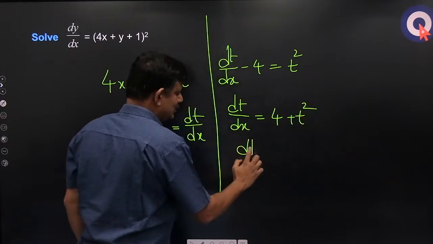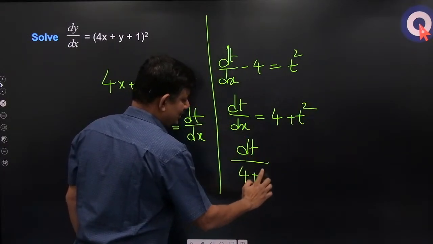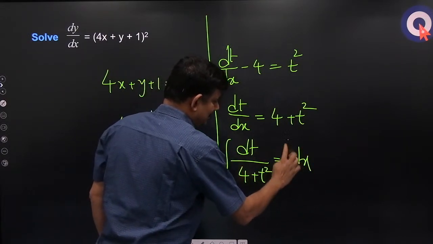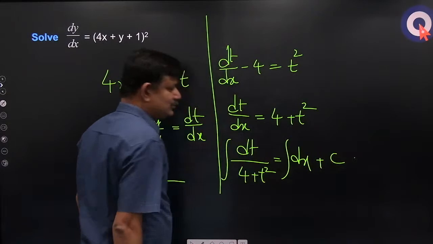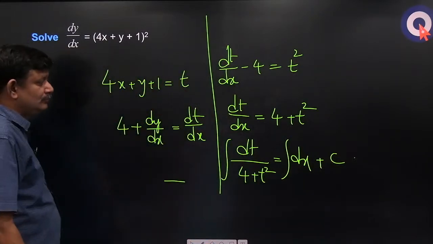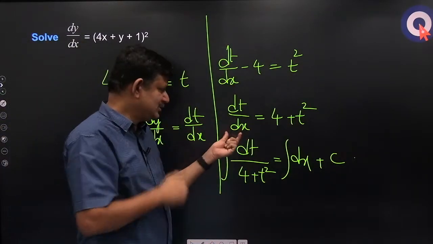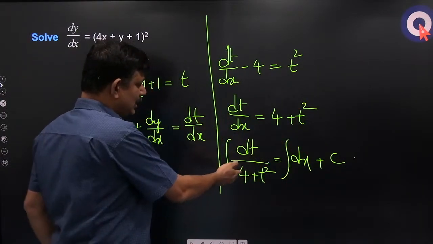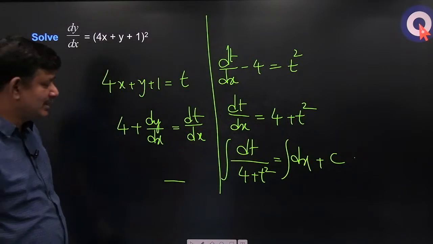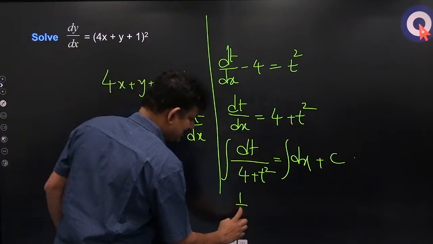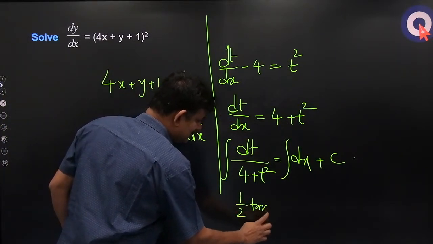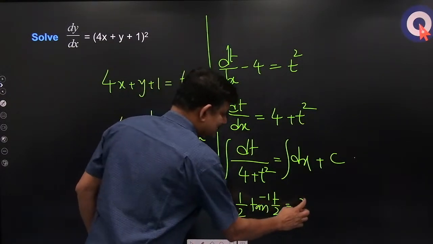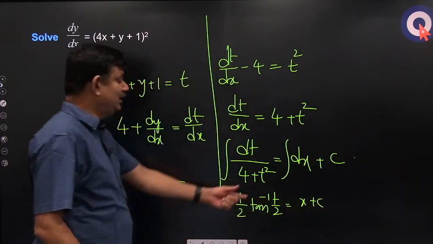काफी आसानी से क्वेश्चन है. dt by 4 plus t square is equal to dx. इसको भी इंटीग्रेट कर दो. सी ऐड करना मत भूलो. 4 plus t square, I brought it here, dx I took it there, plus c. तो ये हो गया 1 by a square plus x square वाला इंटीग्रल 1 by a tan inverse x by a. तो 1 by 2 tan inverse t by 2 is the integral of this is equal to x plus c. अब इसको t को वापस रखना है.